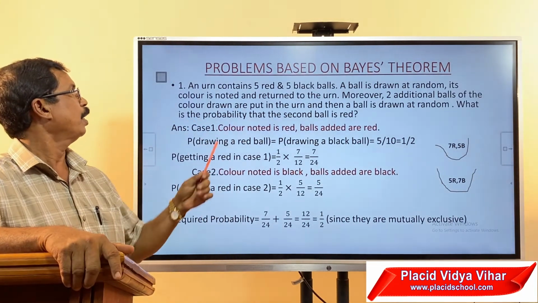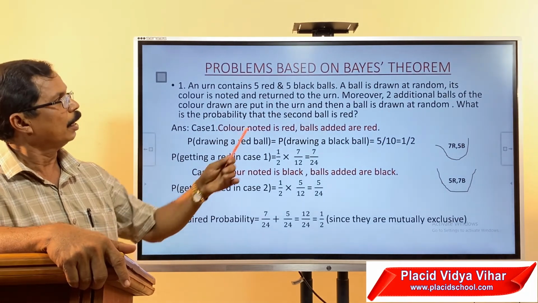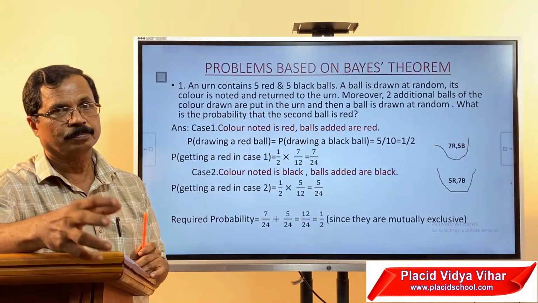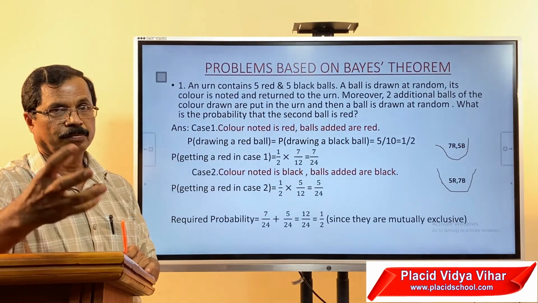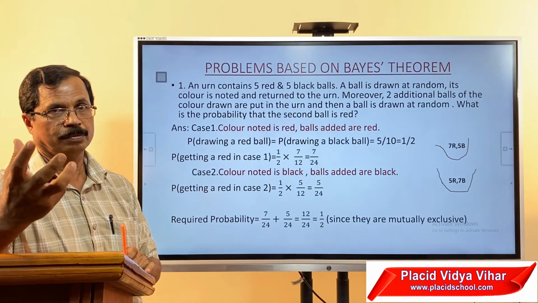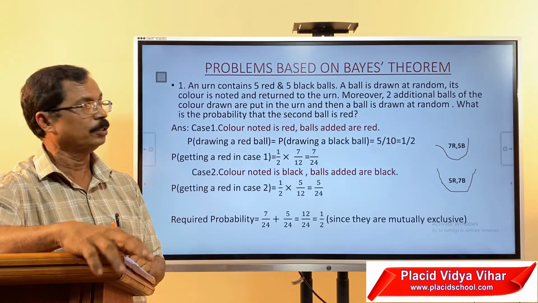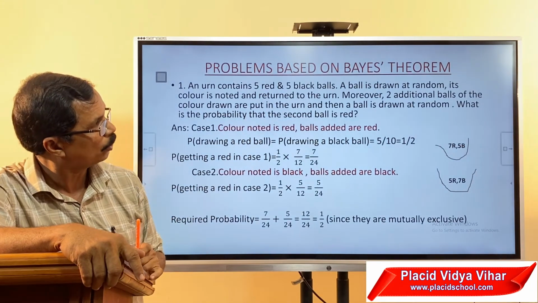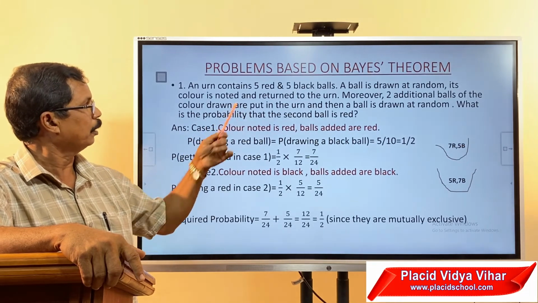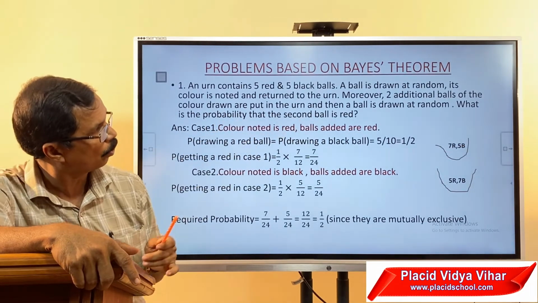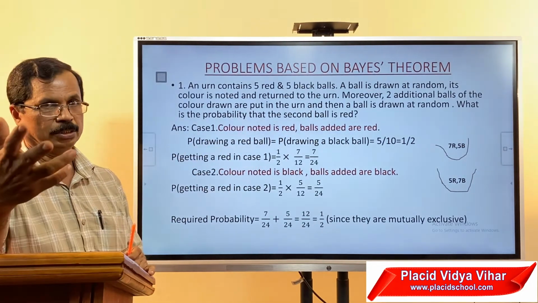The first one is, an urn contains 5 red and 5 black balls, totally 10. A ball is drawn at random. Its color is noted, and it is returned to the urn. Moreover, two additional balls of the same color are put in the urn, and then a ball is drawn at random. So what is the probability that the second ball is red?